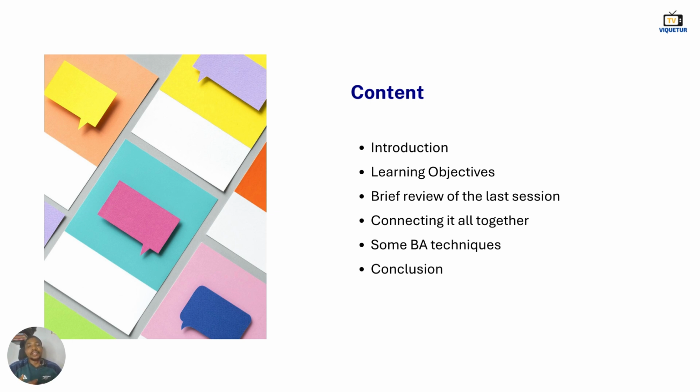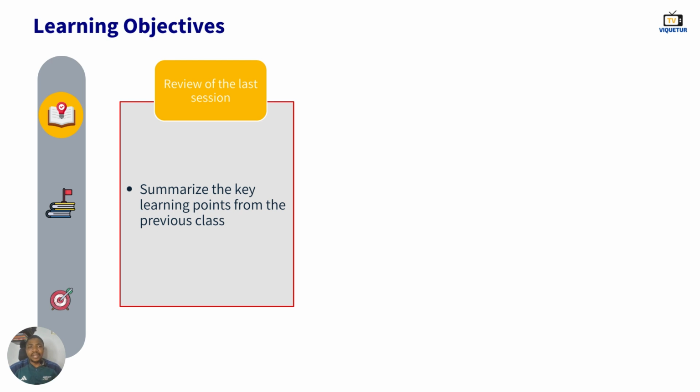Then we'll conclude the session and talk about what our next topic is going to be about. So quickly, for our learning objectives, we'll be summarizing the key learning points from the previous class, which is basically, like I mentioned, the six knowledge areas. I wouldn't be going over that again.